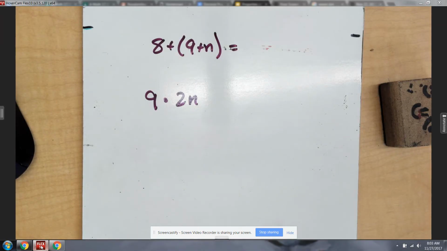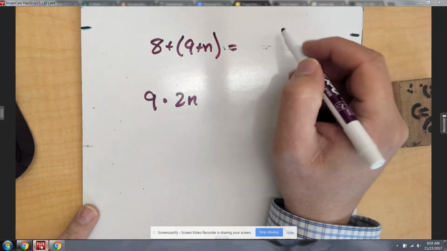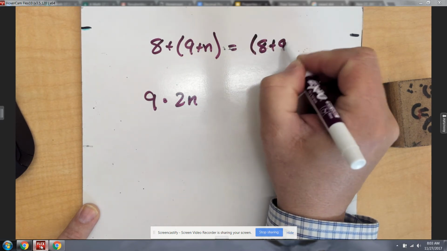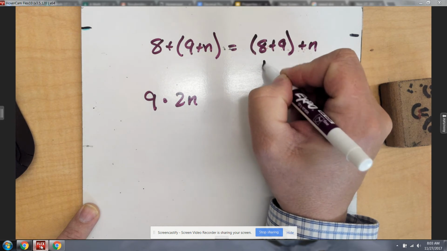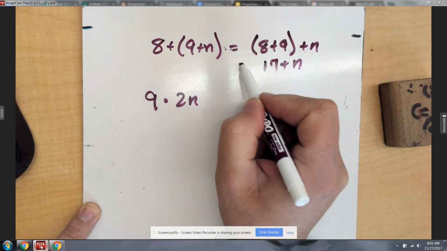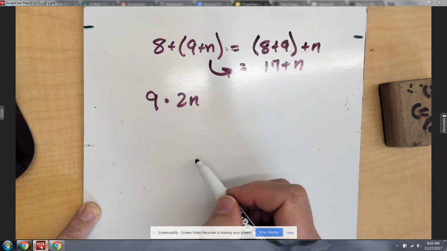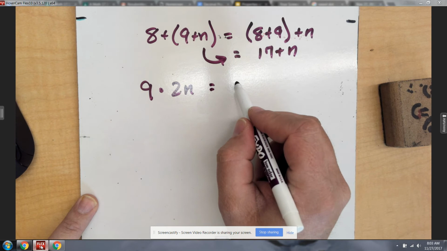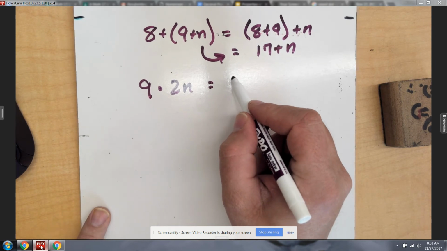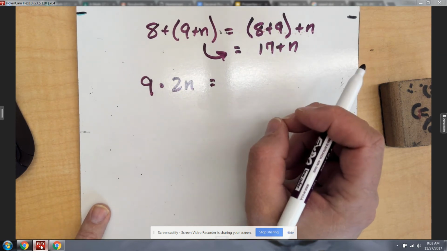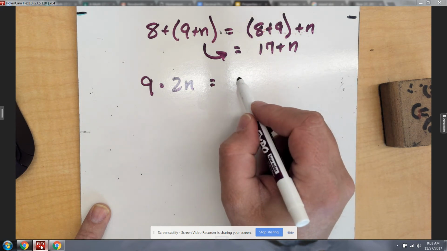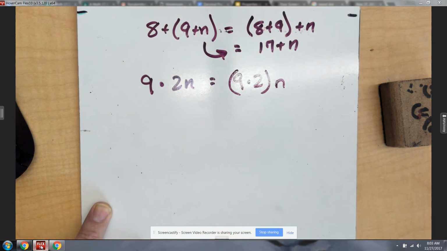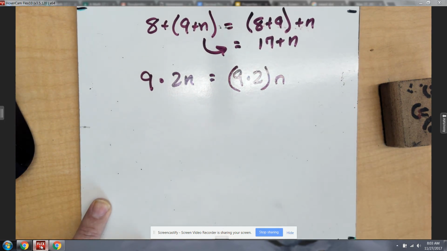Real quick, using them to simplify, if I take 8 plus the quantity 9 plus n, I can change the grouping to 8 plus 9 plus n, which is the same as 17 plus n. And they are equivalent expressions because when we're simplifying, remember, we're making the expression smaller, easier to work with. We're evaluating as much as we can without evaluating it all, because we don't know what the variable is worth.